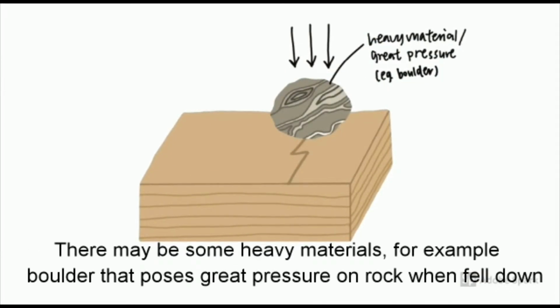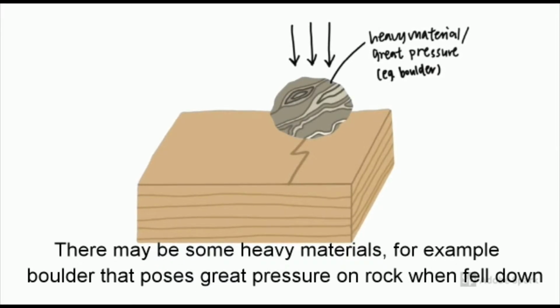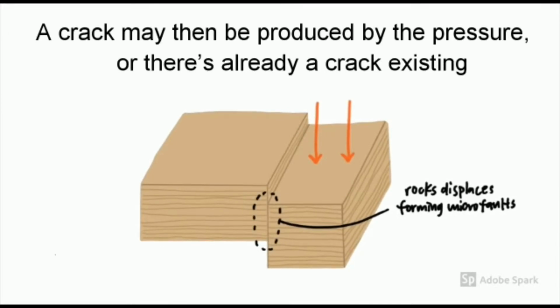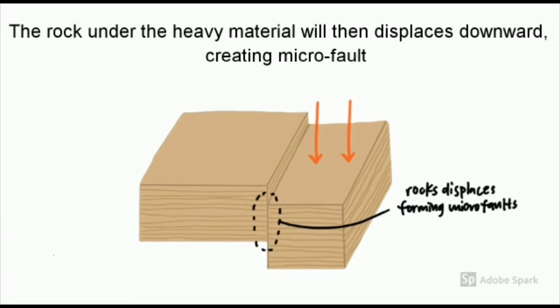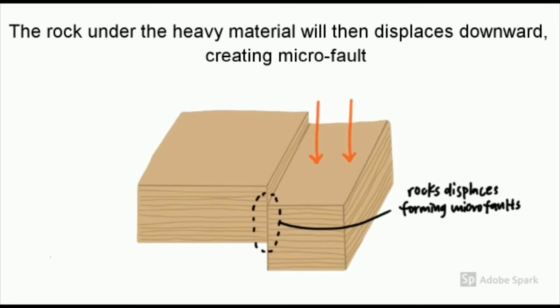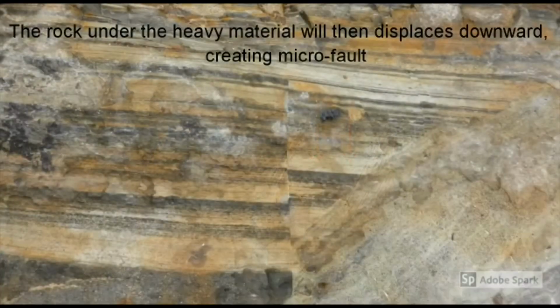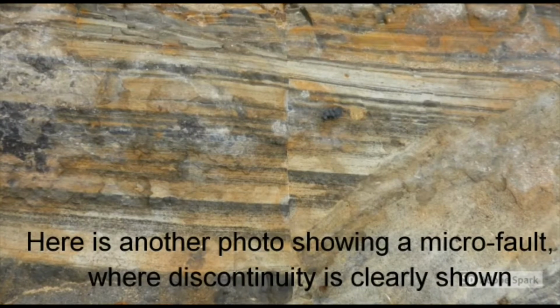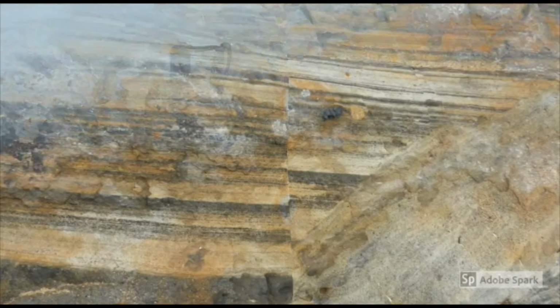There may be some heavy materials, for example a boulder, that poses great pressure on rock when it falls down. A crack may then be produced by the pressure, or there is already a crack existing. The rock under the heavy material will then displace downward, creating a microfault. Here is another photo showing a microfault, where this discontinuity is clearly shown.